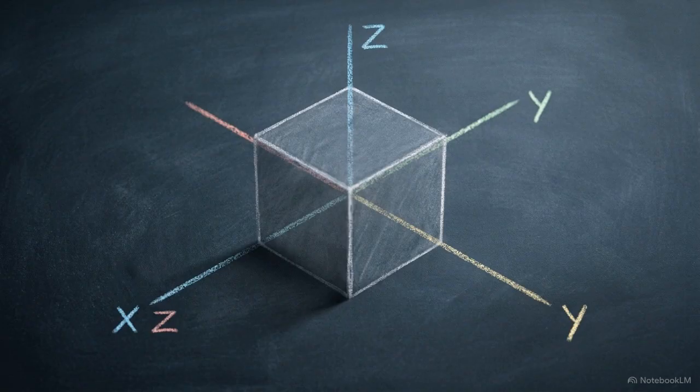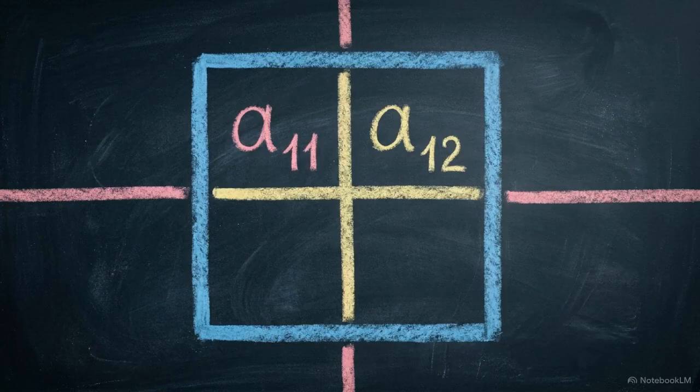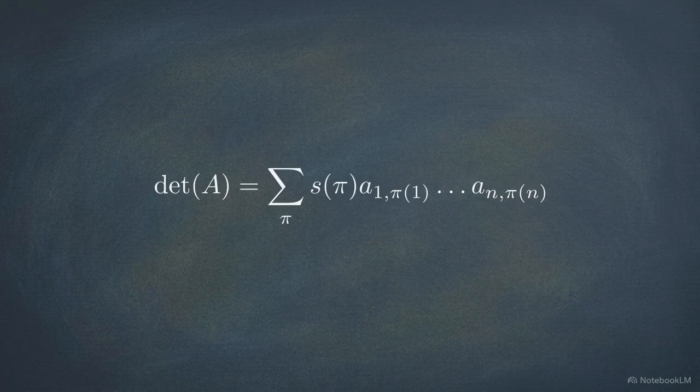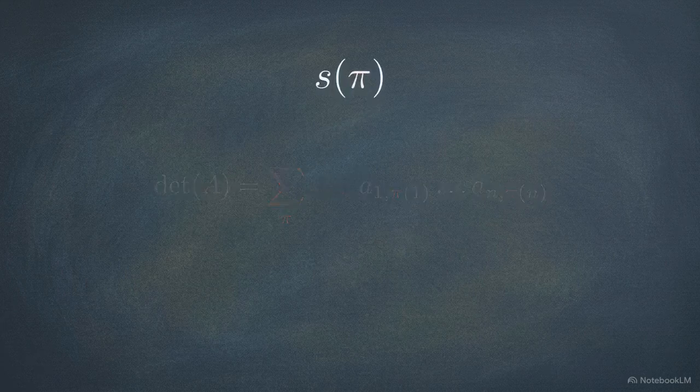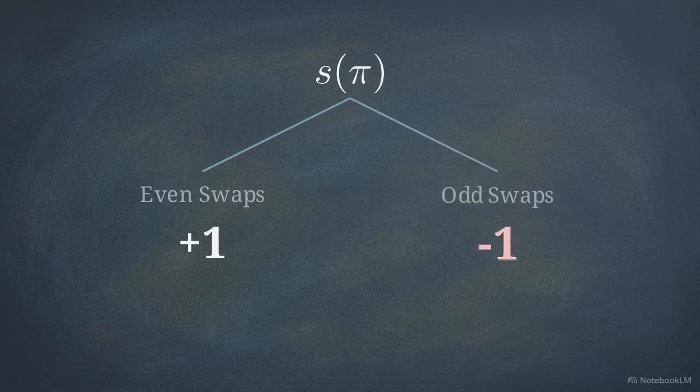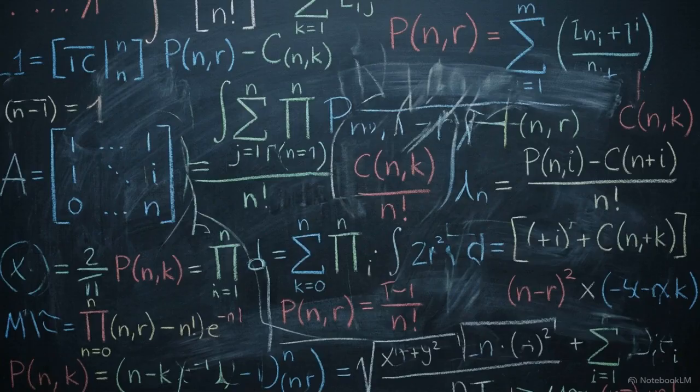What properties must a volume measuring function possess in n-dimensional space? Our subject is the square n by n matrix. Volume transformations require the input and output dimensions to be exactly equal. This formula is the algebraic definition of the determinant, summing all permutations of 1 through n. The term S of pi is a signature, assigning +1 for an even number of element swaps and -1 for an odd number. This permutation notation is highly abstract, and it requires a bridge to actual computation.